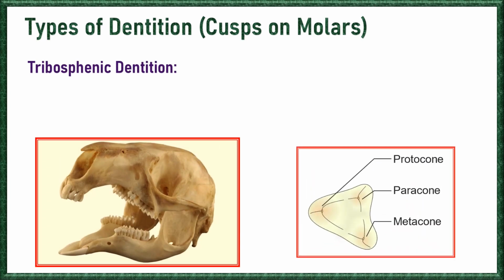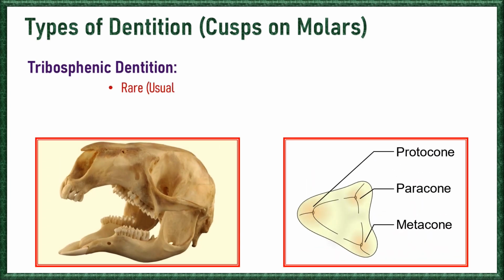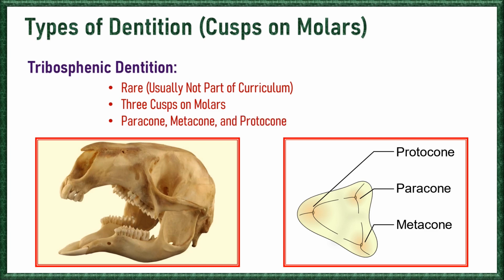Now, the third classification is characterized by the presence of three main cusps on the molars, forming a unique triangular shape. And this classification is usually not part of the syllabus. The three cusps are known as paracone, metacone, and hypocone or protocone. This dental arrangement facilitates precise grinding and crushing of food, allowing mammals to process a wide range of dietary items.